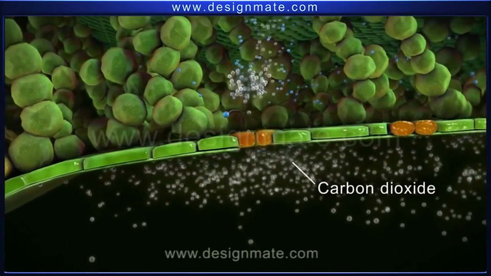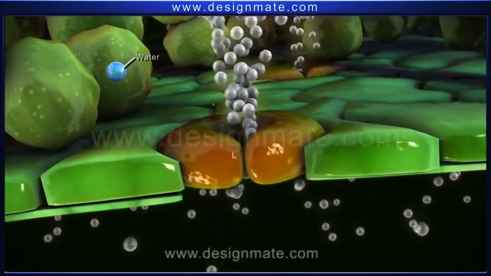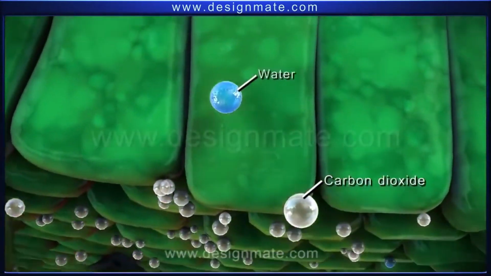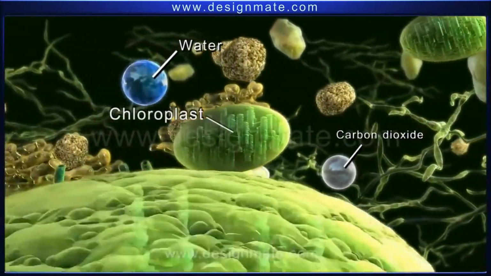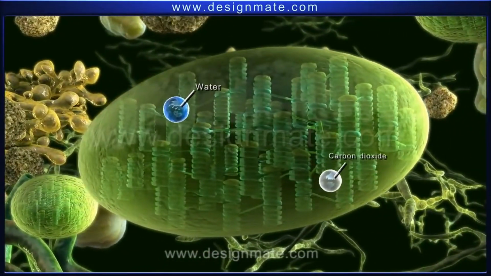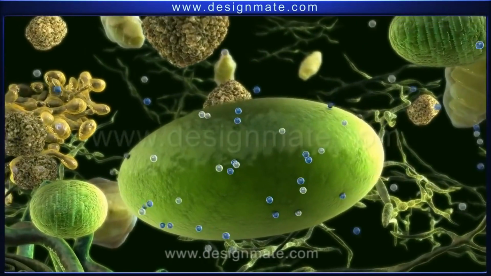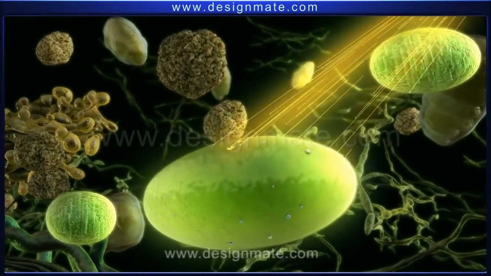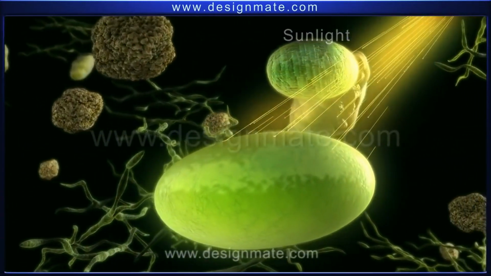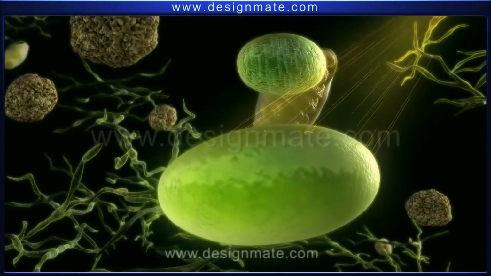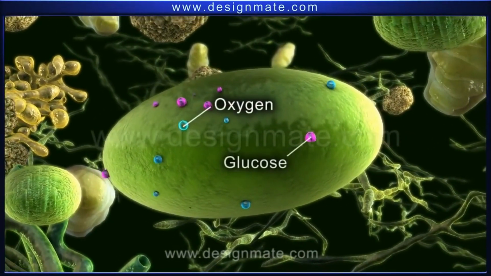A leaf absorbs carbon dioxide from the environment through these stomata, which after passing through air spaces, enter into the chlorophyll-containing cells. Both water and carbon dioxide molecules are finally absorbed by the chloroplast. These chloroplasts also have the capacity for trapping energy from sunlight. And this energy is used to synthesize glucose and oxygen from carbon dioxide and water. These oxygen and glucose molecules diffuse out of the chloroplast.